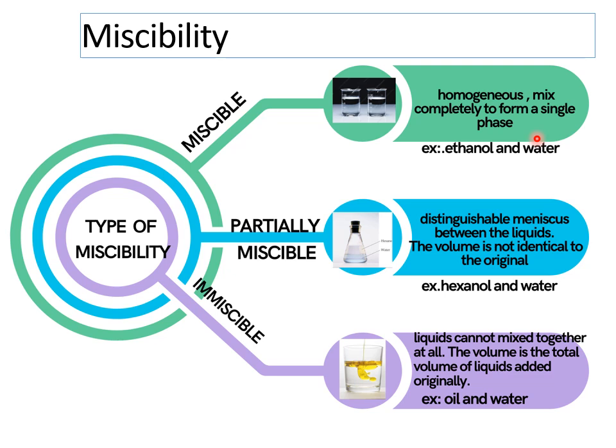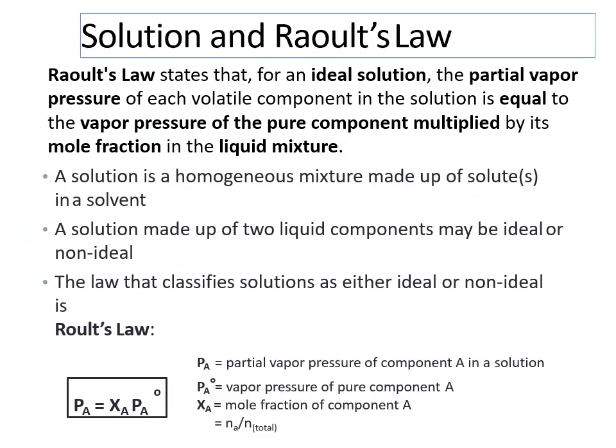Partially miscible liquids can be distinguished by a visible meniscus between the liquids. The volume is not identical to the original, like hexanol and water. Immiscible liquids cannot mix together at all, for example oil and water. The volume is the total volume of the liquids originally added, and we find they form heterogeneous layers.